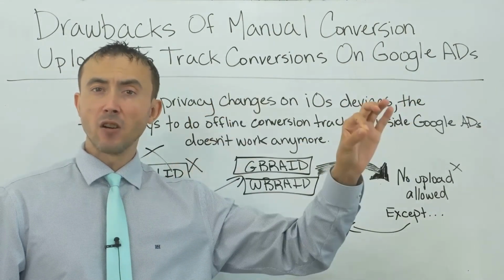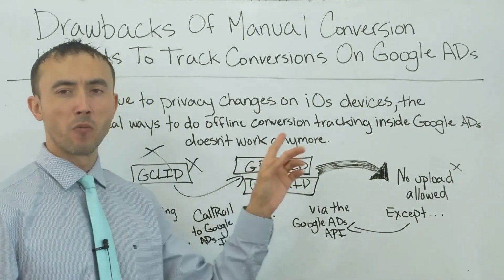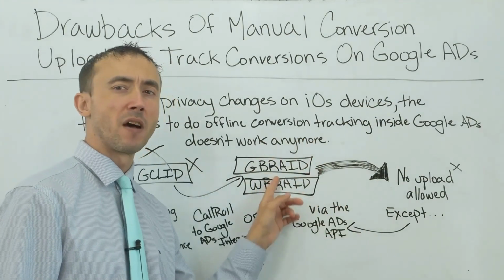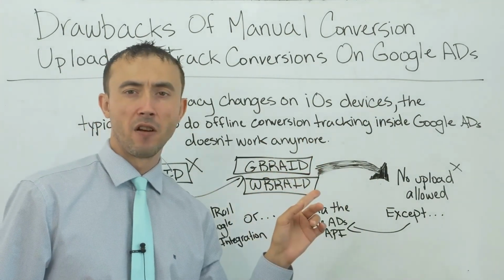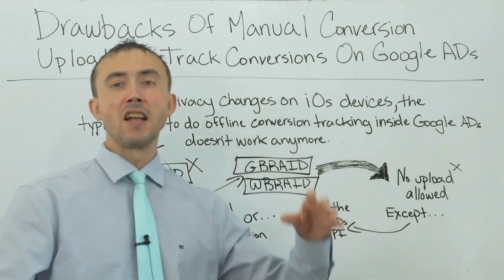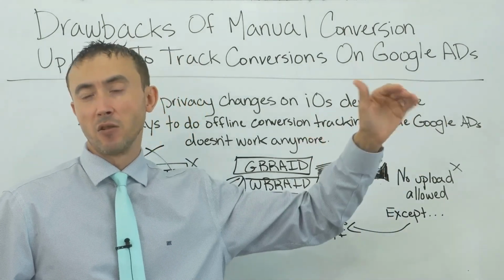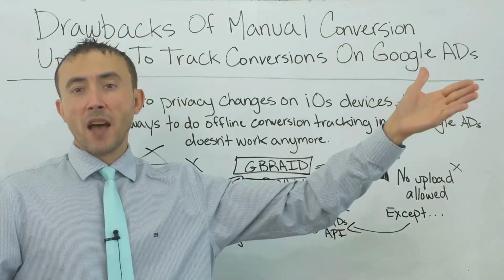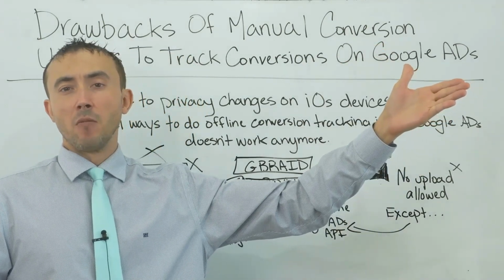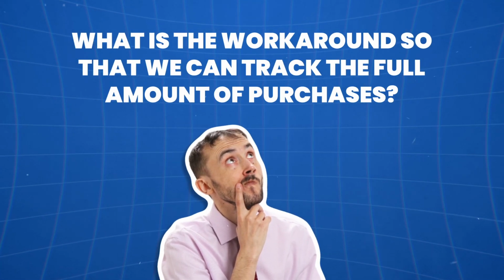Now we can find the call record in CallRail, but the Google Click ID isn't there. The GBRAID or WBRAID is there, depending on what device they're on. You'll get one or the other. And so that sale that we got originated from Google Ads, because the source of the call in CallRail will say Google Ads, but we won't be able to upload that sales event to our Google Ads account in that situation. So what is the workaround so that we can track the full amount of purchases?